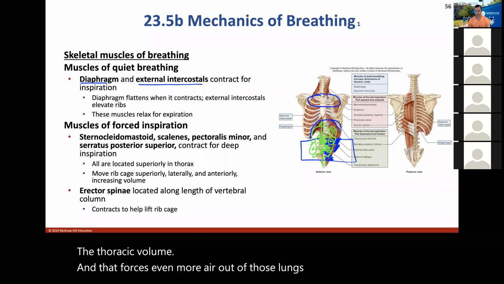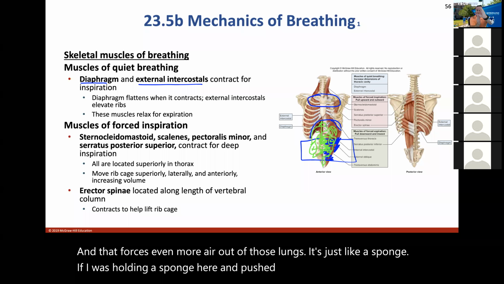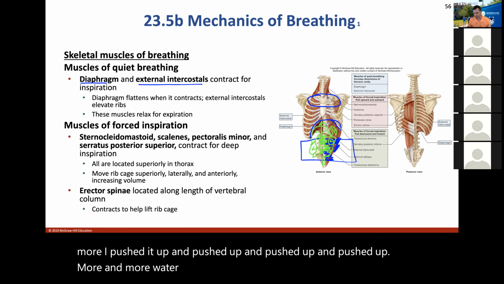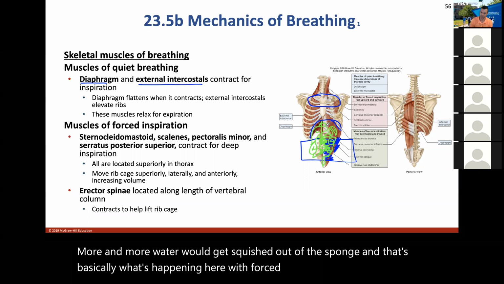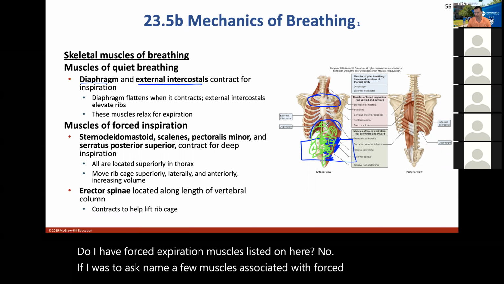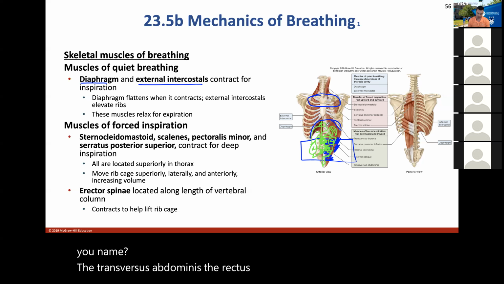It's just like a sponge, right? If I was holding a sponge here and pushed it up, if the sponge was wet, the more I pushed it up and pushed up, more and more water would get squished out of the sponge. And that's basically what's happening here with forced expiration. Okay. Do I have forced expiration muscles listed on here? No. If I was to ask, name a few muscles associated with forced expiration, could you name the transversus abdominis, the rectus abdominis? I think you could.